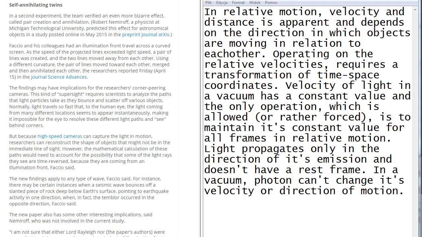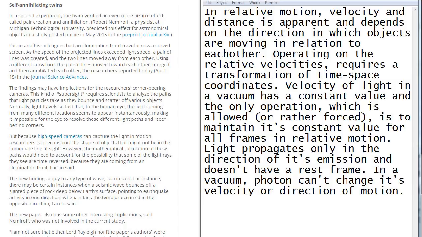In relative motion, velocity and distance is apparent, and depends on the direction in which objects are moving in relation to each other. Operating on the relative velocities requires a transformation of time-space coordinates. Velocity of light in a vacuum has a constant value, and the only operation which is allowed, or rather forced, is to maintain its constant value for all frames in relative motion.